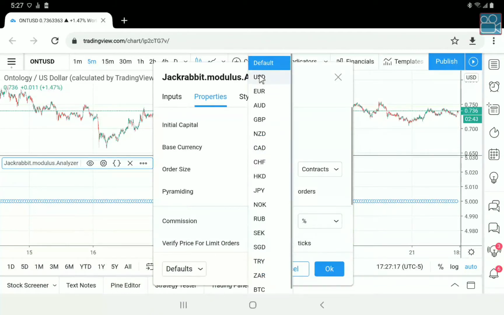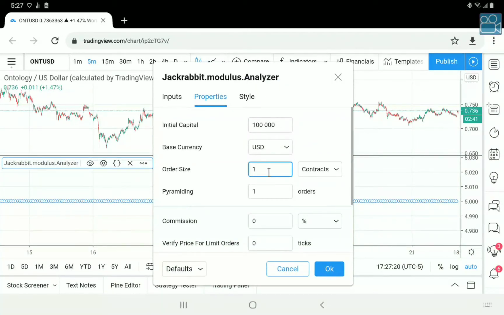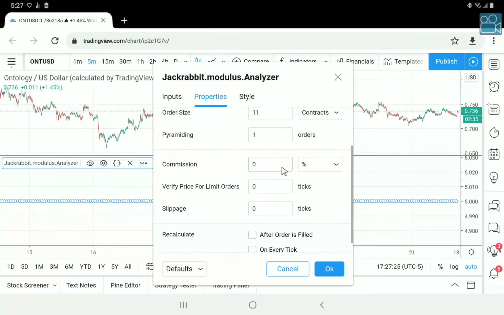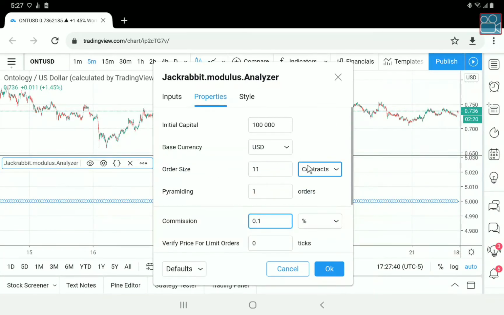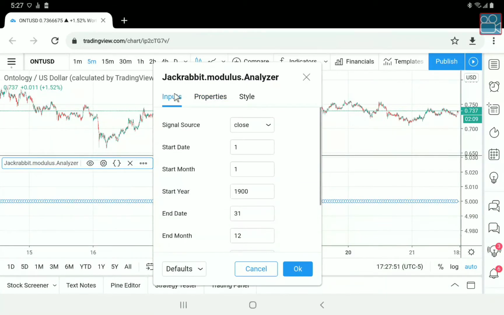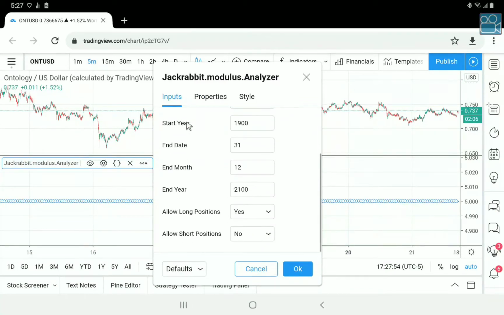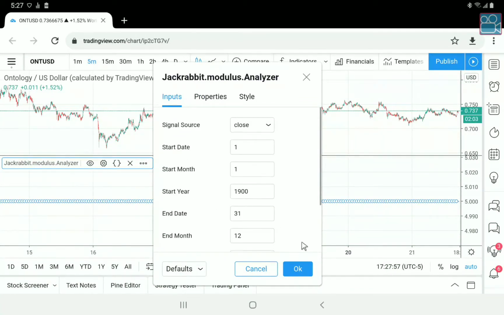So let's start with the base currency of USD, $11 position to start with. And my exchange rates are 0.1% per transaction. I want real-time data. And now I set this to USD as well. So this sets everything up on the basis of a very simple budget. Now let's double check everything here. Okay, everything looks the way it should. Click OK.